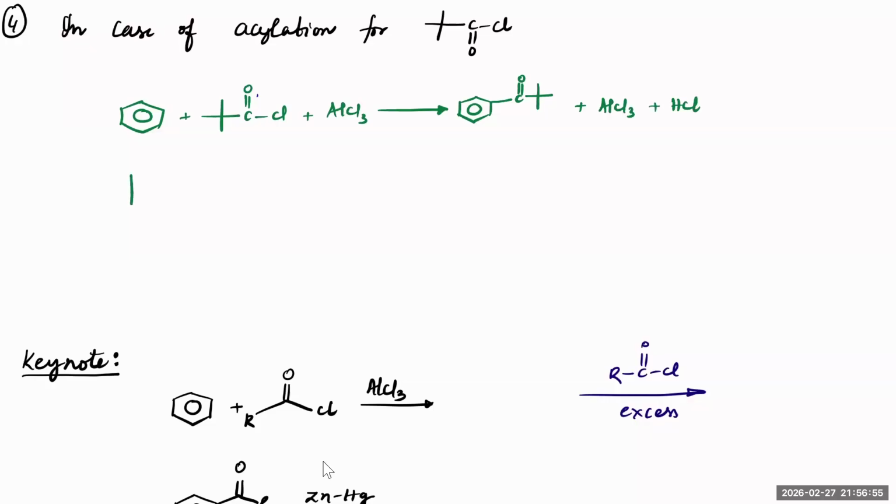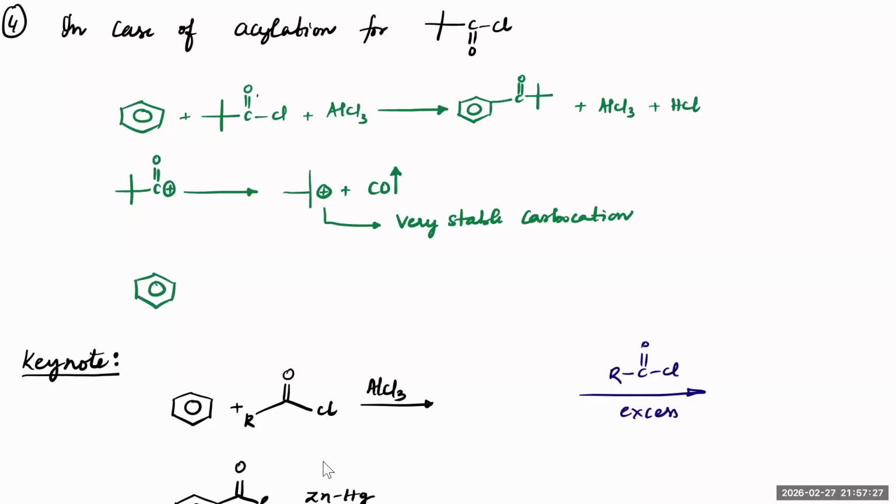But the problem that happens is, in this acyl carbocation, when the adjacent carbon of the acyl carbocation is extremely stable, you will notice that a positive charge will shift, and carbon monoxide gas will form and be released. This type of formation is only possible when this carbocation is a very stable carbocation. And because of the stable carbocation, now instead of acylation, alkylation is more favorable. So you will end up getting tert butyl benzene as the major product.